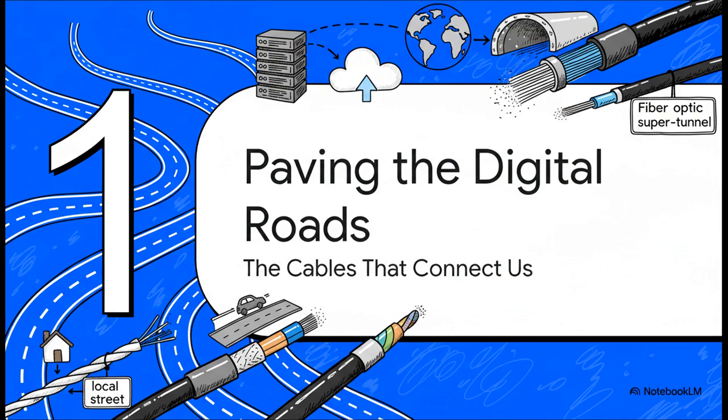So, if data travels on roads, what are these roads paved with? Well, just like in the real world, we use different materials for different jobs. You wouldn't build a quiet neighborhood street out of the same stuff as a high-speed bullet train tunnel, right? Let's take a look at the three main types of cables that literally connect our world.